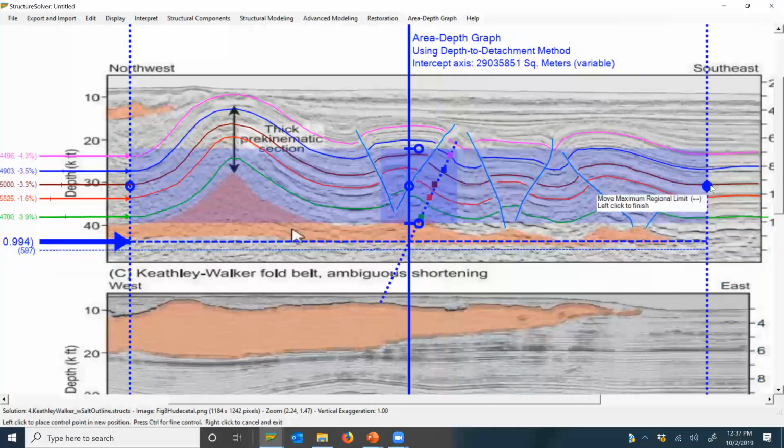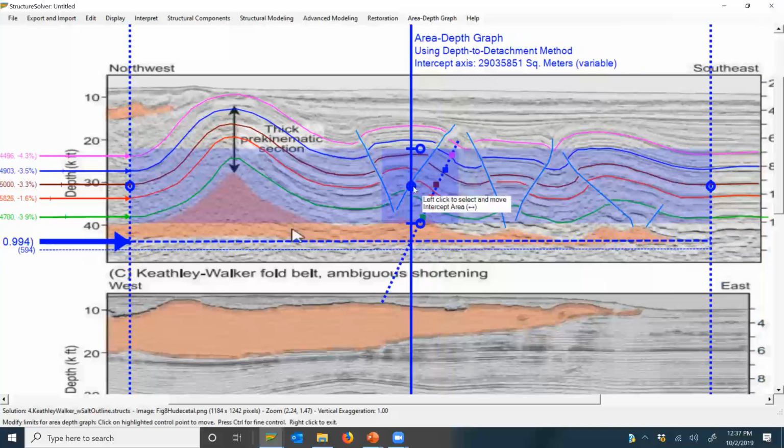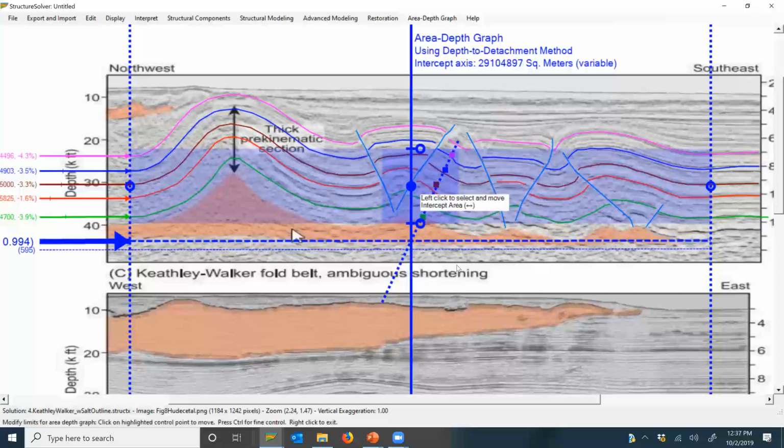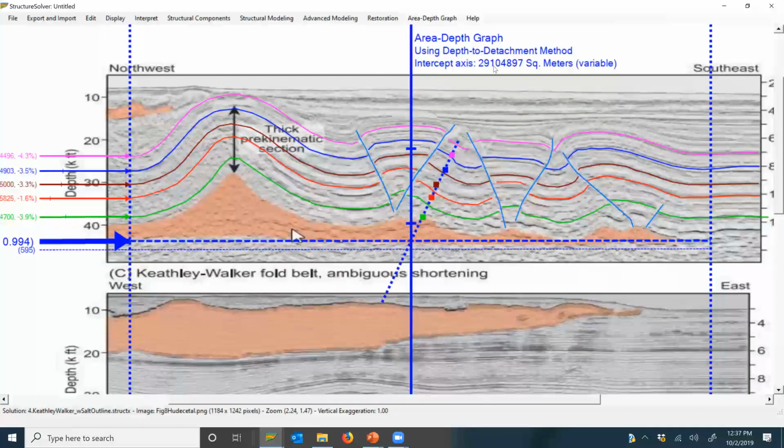I'll zoom this in a little bit more, so we're just dealing with that structure. I bring it to about where the base of the salt is in that interpretation. Now this is giving me a positive area intercept. We're no longer down here at zero where it was too deep. What that positive area represents is an estimate of the total amount of salt that has migrated into this section and into each of the cores of these folds. That gives us an estimate of how much salt migration has occurred.